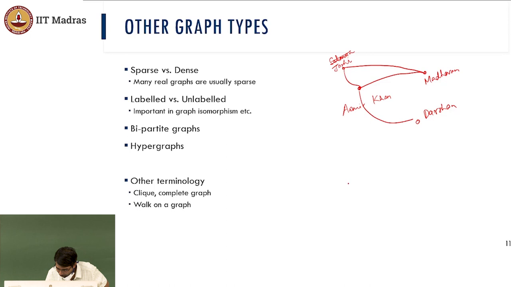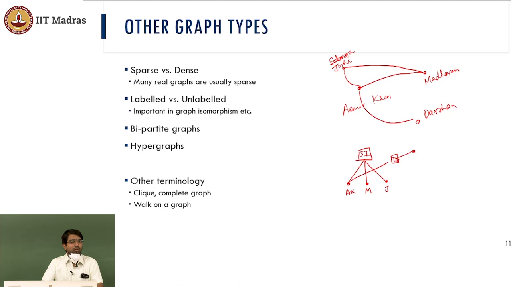You have Aamir Khan, Madhavan, Joshi. Excuse me, that's supposed to be Tare Zameen Par. Now I'm going to draw it like this. No confusion, very clear. This is a bipartite graph. Of course, a bipartite graph can be defined even more simply, but this is a very nice way to motivate it. Here you have two types of nodes.